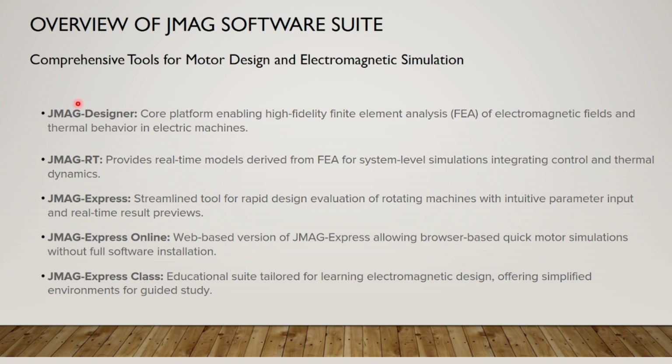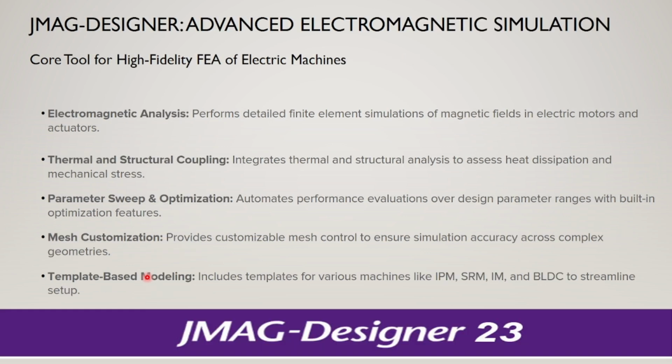So the first type in Jmag is Jmag Designer. Another type is Jmag RT, and Jmag Express and Jmag Express Classic are the other software available in Jmag. In Jmag Designer, why this software can be used and what the benefits are, we are going to see some highlight points, and then we will go directly to the simulation using your Jmag Express.